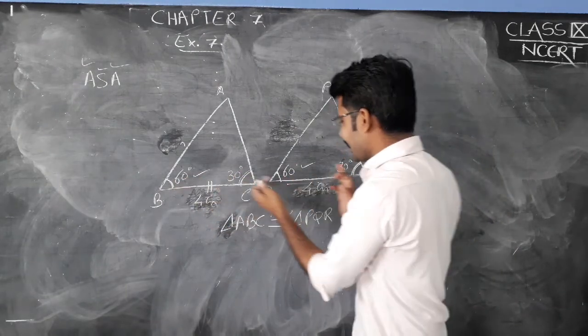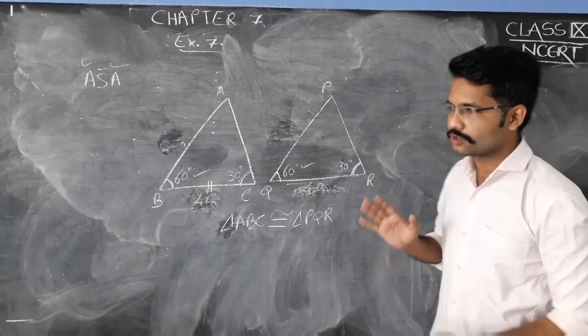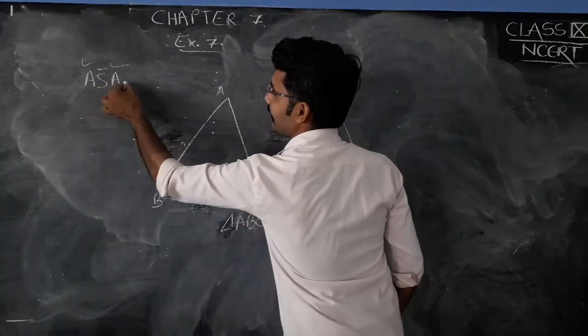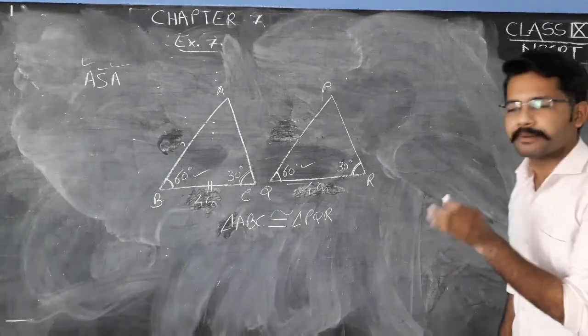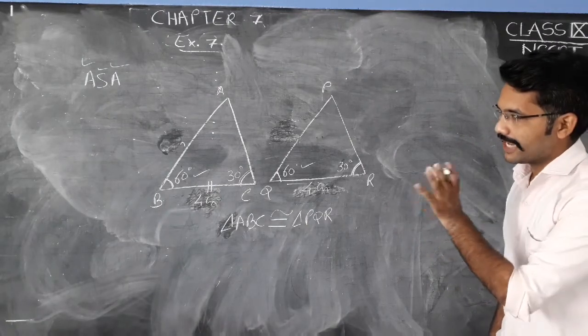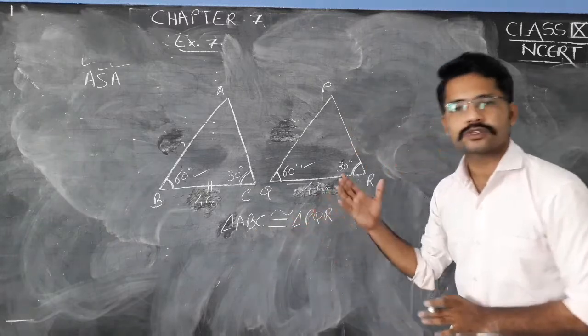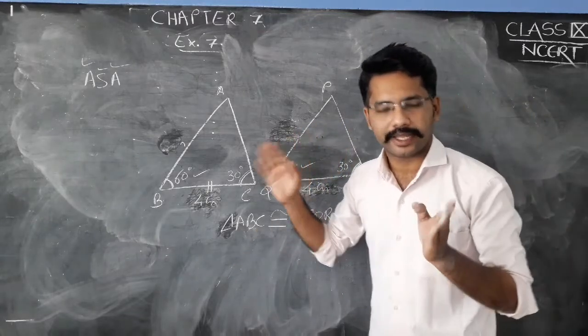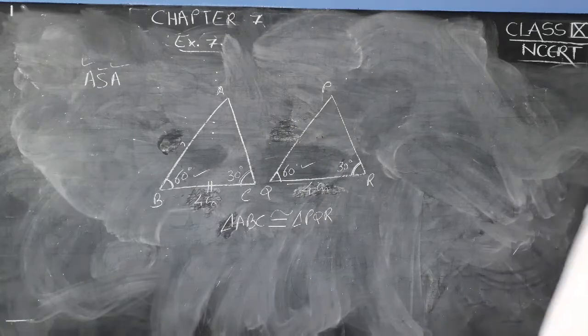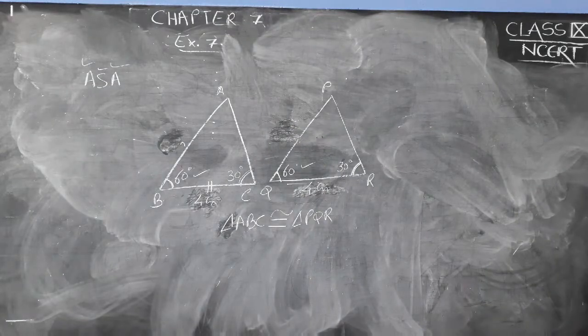दो इक्वल एंगल के बीच में एक साइड इक्वल है, so we can say the angle side angle property can be used here. Since we have shown the three things equal, we can say triangle ABC is congruent to triangle PQR. Next property that we have to understand.